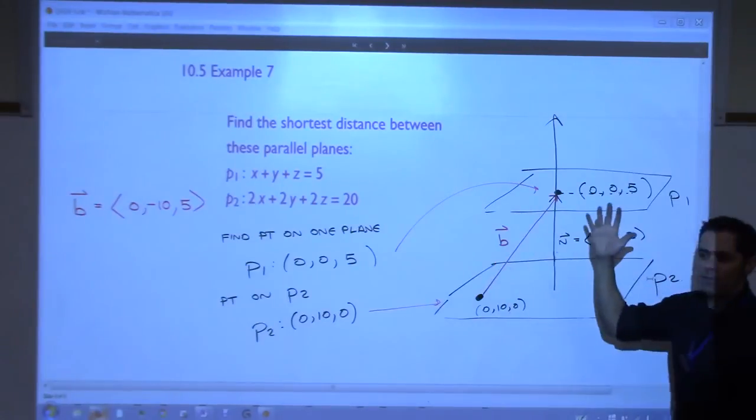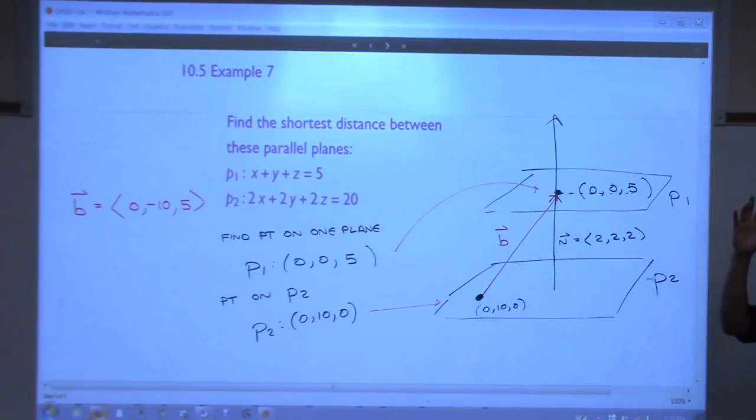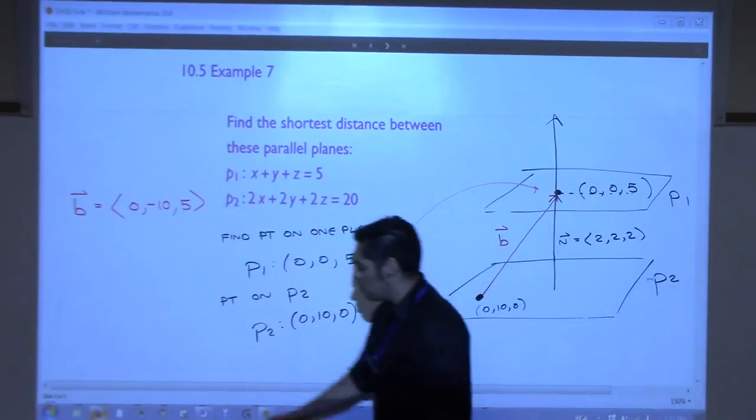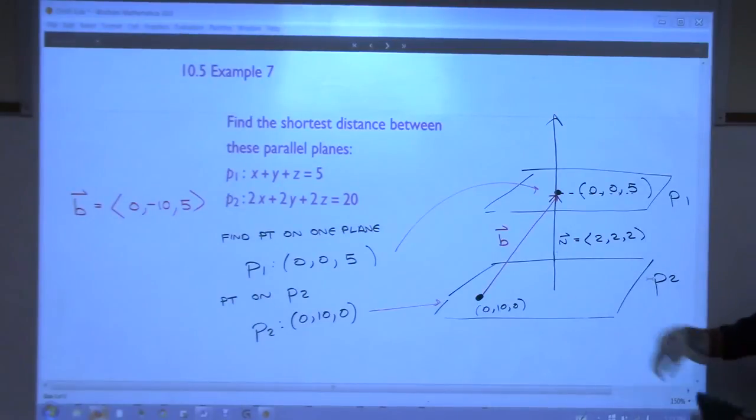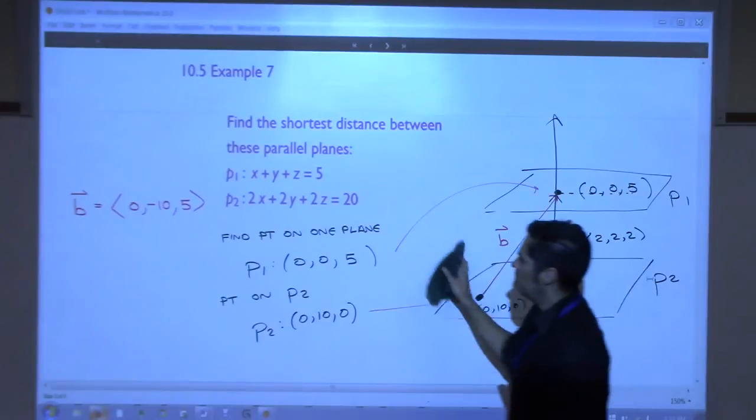How many of y'all see this visually, what's happening? Show of hands. If you don't, it's okay. If you're just one of those people like, give me the formula, then you don't have to worry about all this, but you better know how to get B, how to get N, and then do the computation.